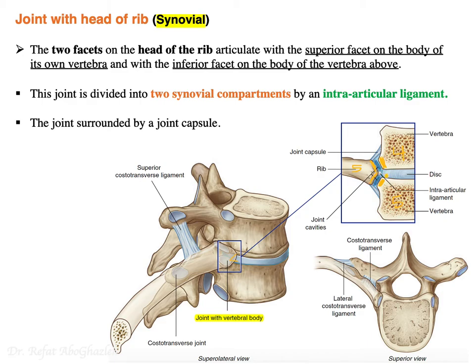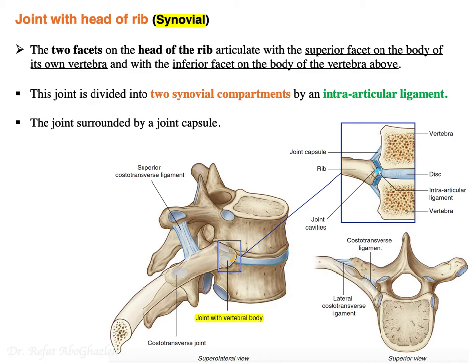And look inside the joint itself. You remember the crest of the head of the rib, this protrusion of the head of the rib, is connected to the disc by an intra-articular ligament. Let me erase it and show you here. So simply, let me change.